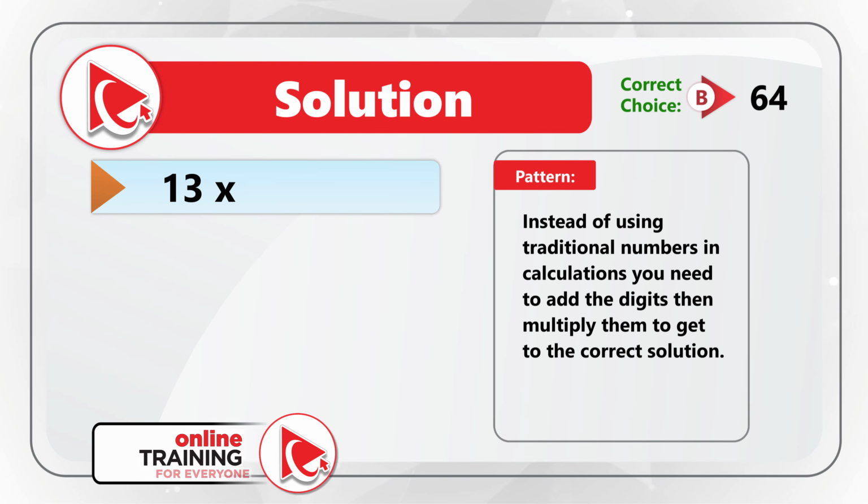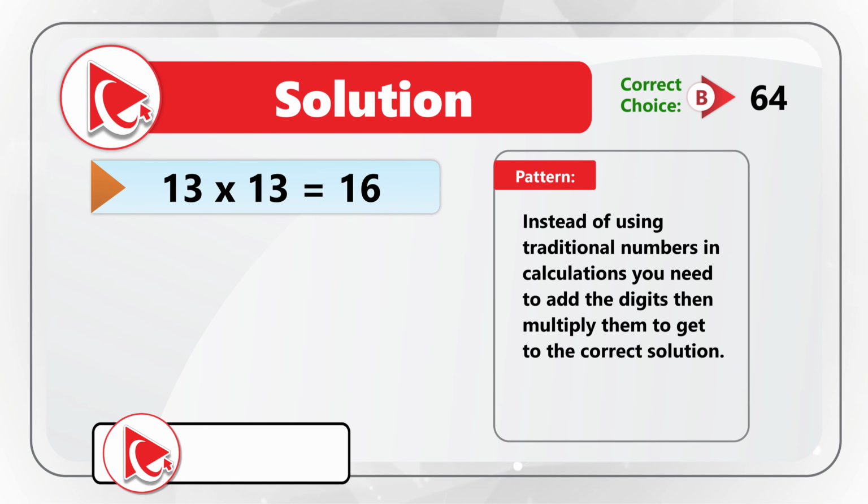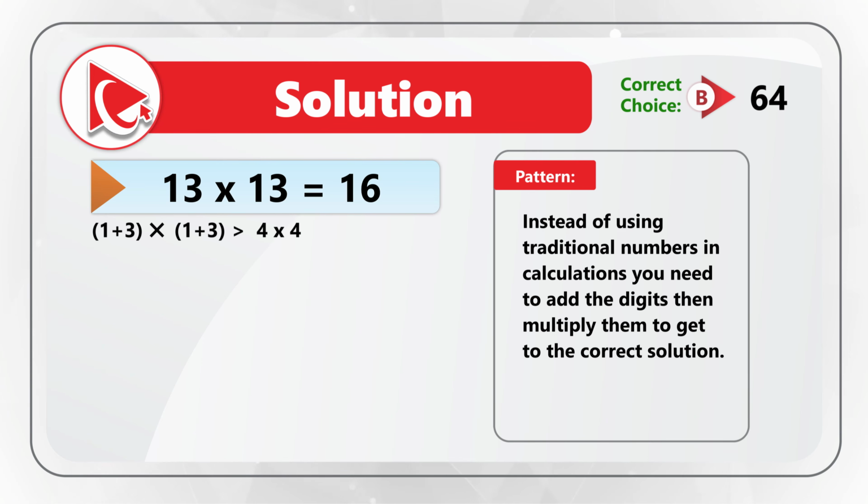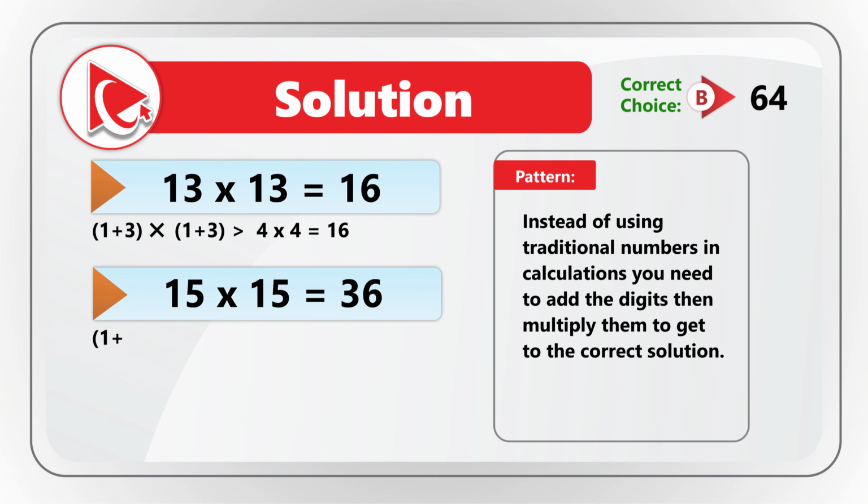So let's look at the first expression. 13 multiplied by 13 equals 16. In reality, you need to sum up 1 plus 3, then multiply by another expression 1 plus 3, which would be 4 multiplied by 4, which would be equal to 16. For the second expression, you need to add in parentheses 1 plus 5, multiplied by another expression in parentheses 1 plus 5, which would be equal to 6 multiplied by 6, which would be equal to 36.